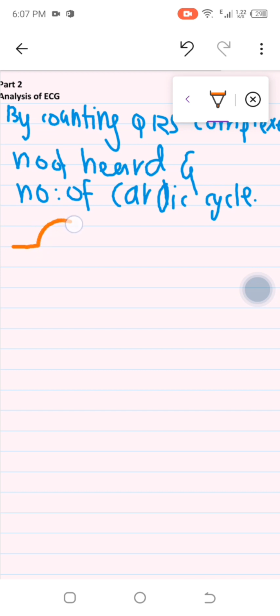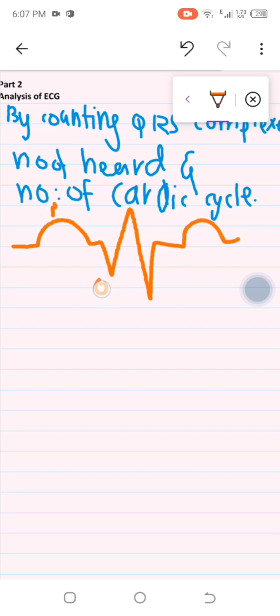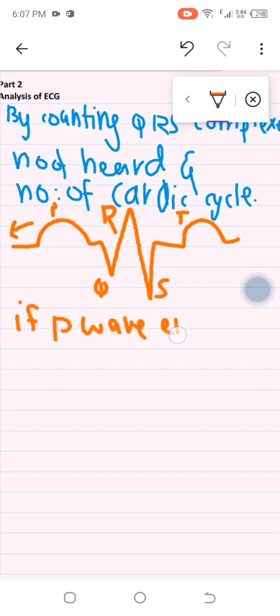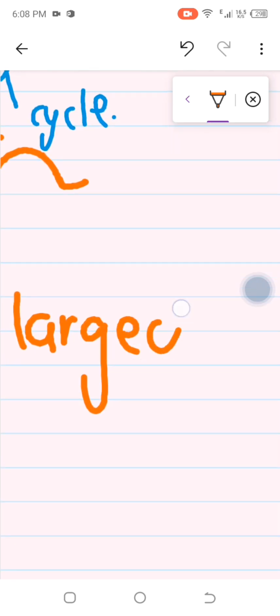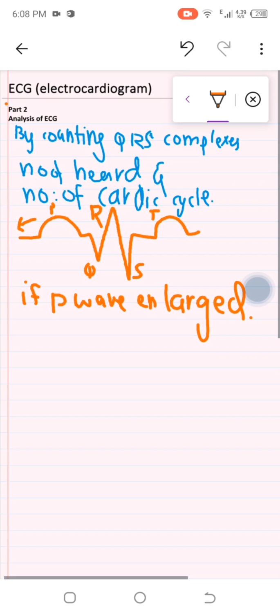Now let me tell you another thing. Suppose I draw a simple diagram: P, Q, R, S and T. If the statement is, if the P wave is enlarged, then which thing happens? If the P wave is enlarged, then what will happen?